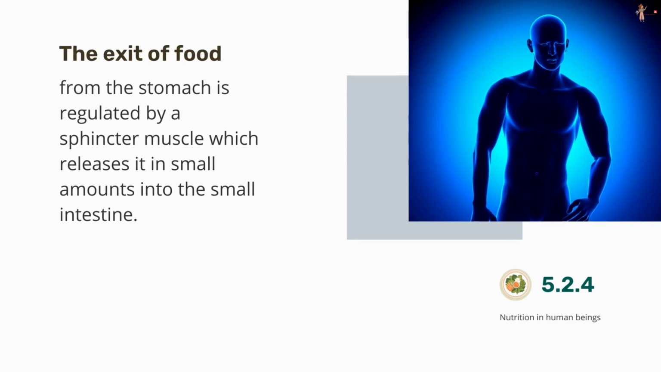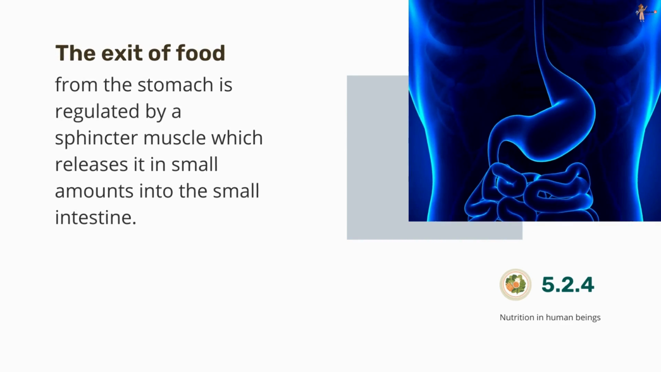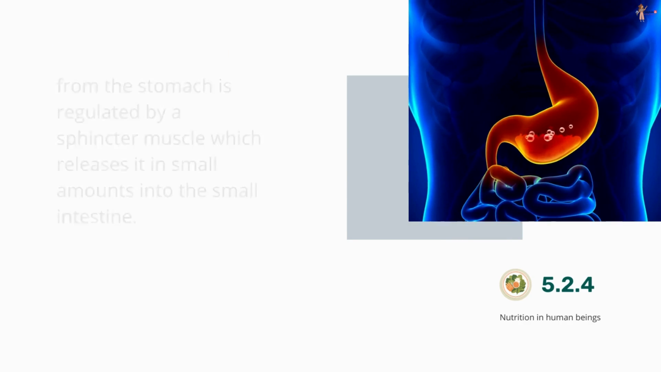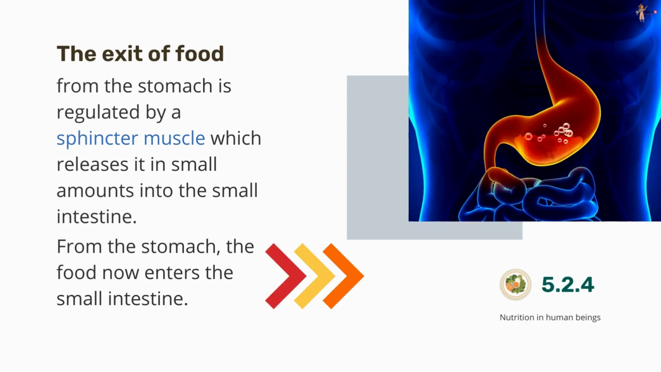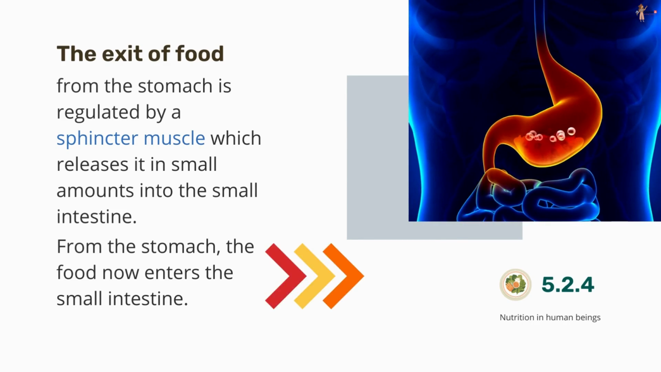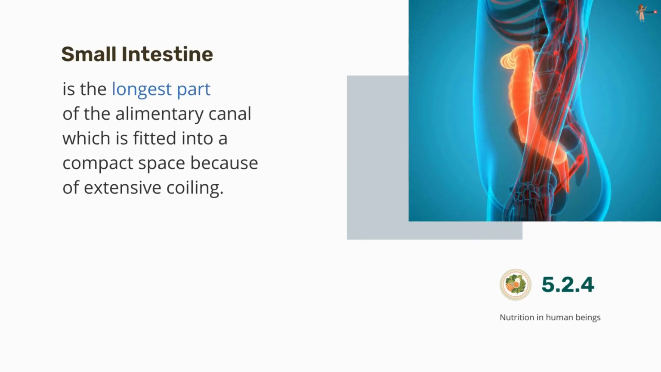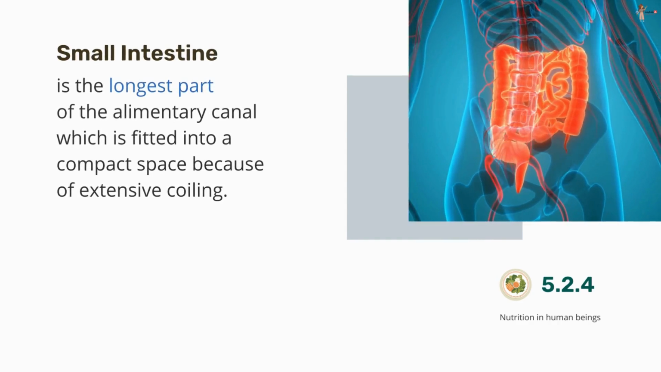The exit of food from the stomach is regulated by a sphincter muscle, which releases it in small amounts into the small intestine. From the stomach, the food now enters the small intestine. This is the longest part of the alimentary canal, which is fitted into a compact space because of extensive coiling.